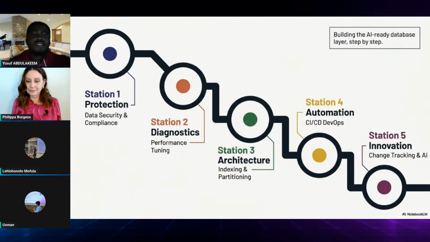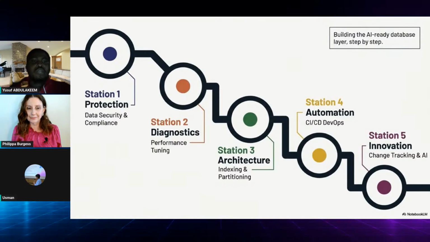Okay, in this DP-800, we have 5 stations as introduced earlier. The first station is data security and compliance, the second station is diagnostics, which is performance tuning, and the third station is architecture, which discusses indexing and partitioning of your data. Then the automation part, which is CI/CD and DevOps, and the innovation aspect, which is change tracking and AI.